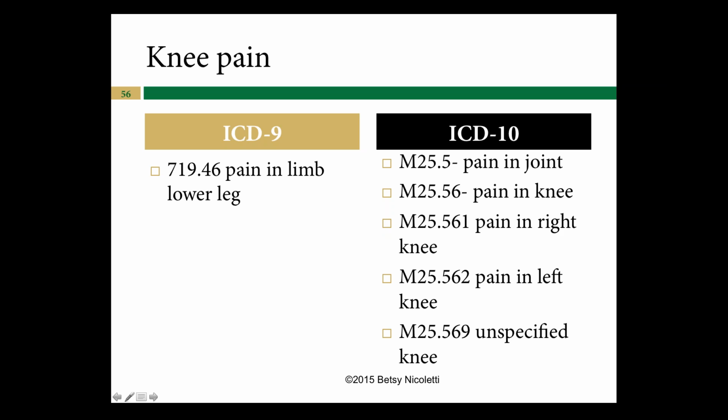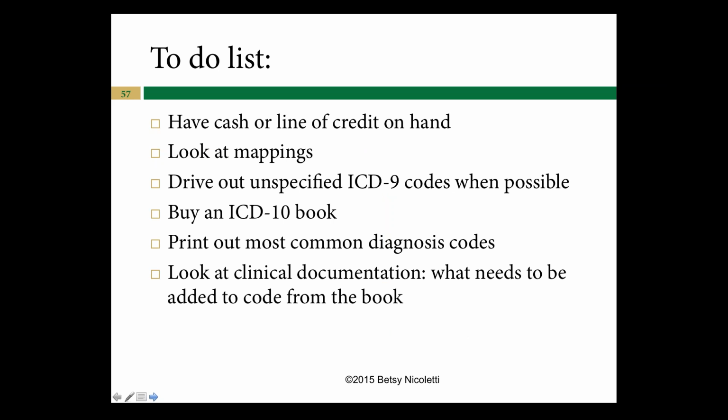So the mappings aren't going to work in two situations. If our code is unspecified in ICD-9 but could have been specific, but it isn't, or if it's a specific code in ICD-9 but there are just more options in ICD-10, so the system can't pick the more specific code. So take a look at your mappings. Drive out your unspecified codes whenever possible. Do buy an ICD-10 book.